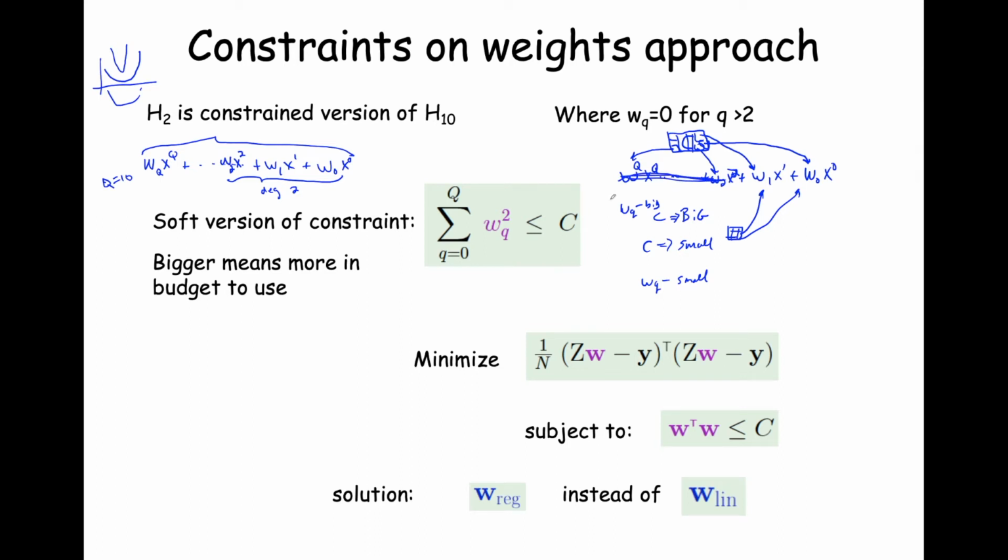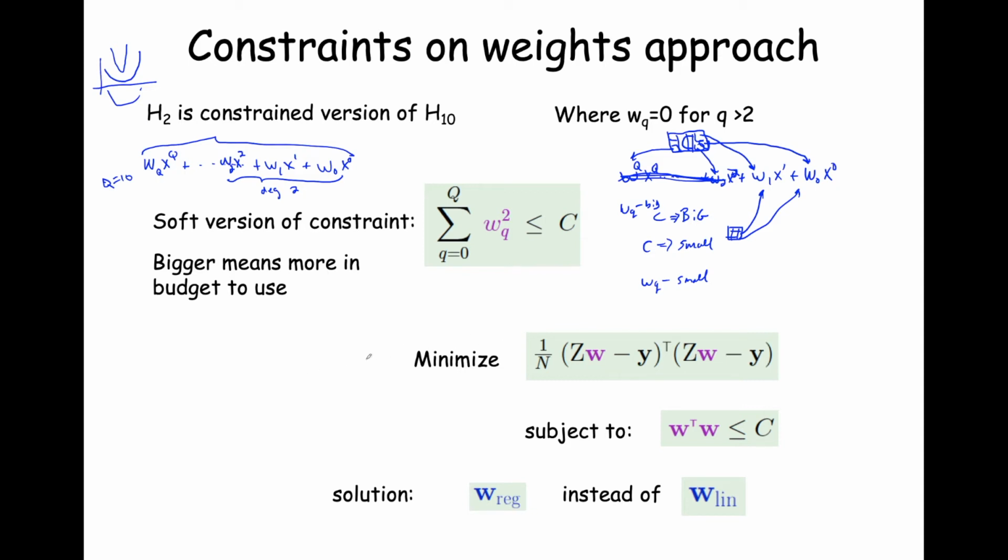Okay? All right. And so this so-called soft version of the constraint means that the bigger the budget, the bigger the weights are, because you can give out more budget to different coefficients. And the smaller this budget, the C, the smaller the weights are, because you don't have as much to give out. So now what you do is you can recast this minimization problem and introduce this constraint so that you find solutions that are within this budget while still minimizing in-sample error.